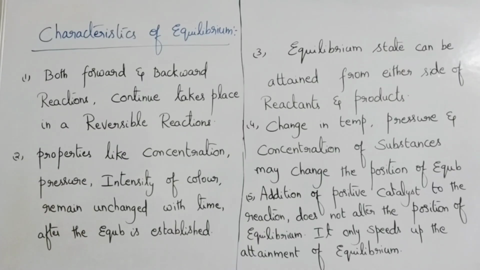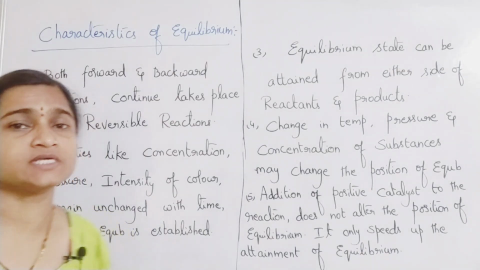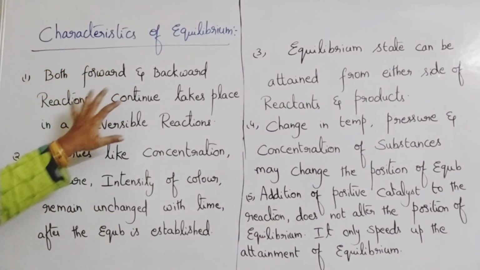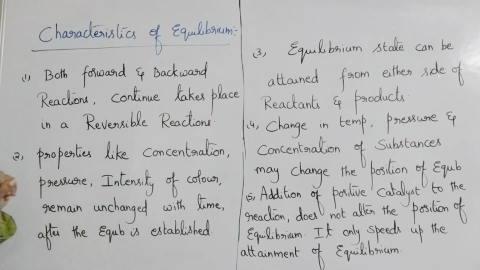So at equilibrium both forward reaction and backward reaction continue to take place because reversible reaction can never go for completion. ఎప్పుడు కంప్లీట్ అవడం అనేది ఉండదు అనమాట రివర్సిబుల్ రియాక్షన్స్కి. సో the both forward and backward reactions continue to take place in a reversible reaction. So that is the first characteristic of equilibrium.